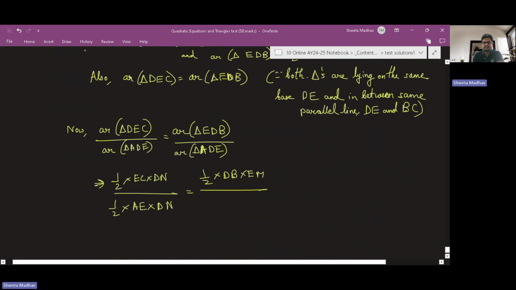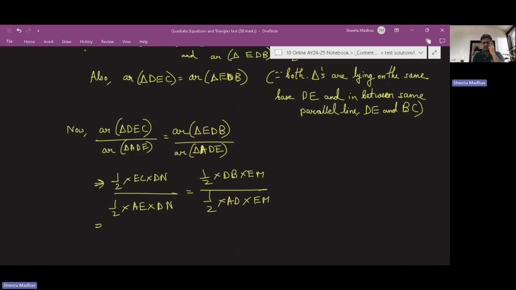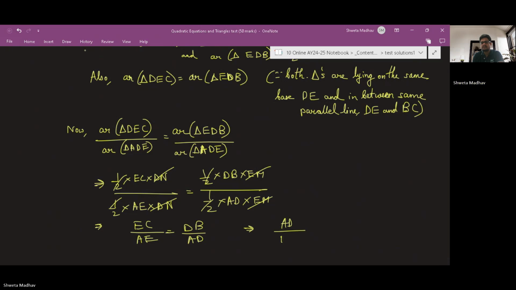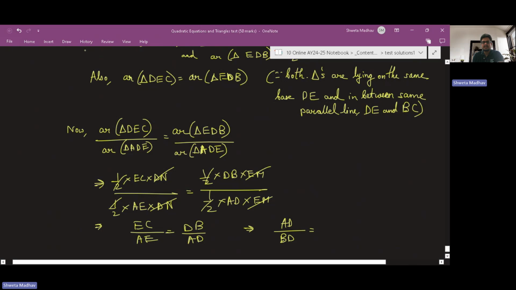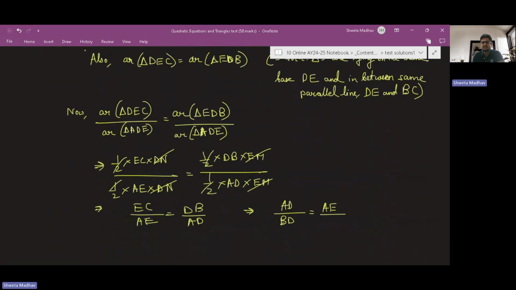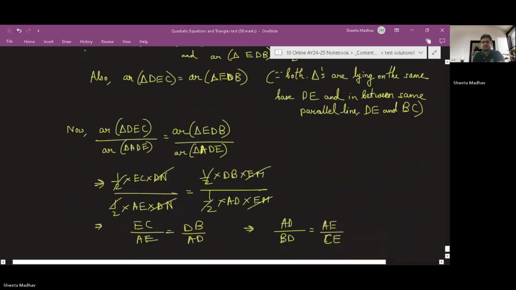So now here half and half will get cancelled, DN and DN will get cancelled, and EM and EM will get cancelled. So from here we can see that EC by AE is equal to DB by AD, or I can say that AD by BD is equal to AE by EC. So hence proved.